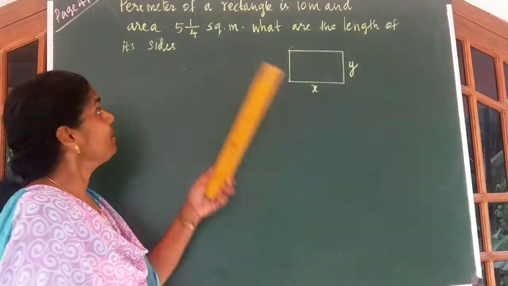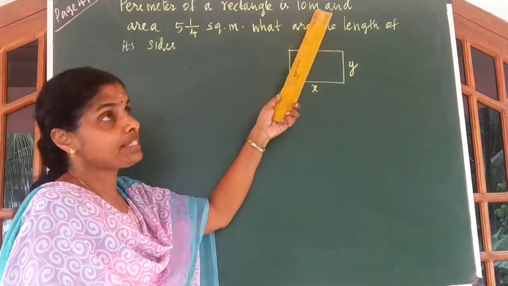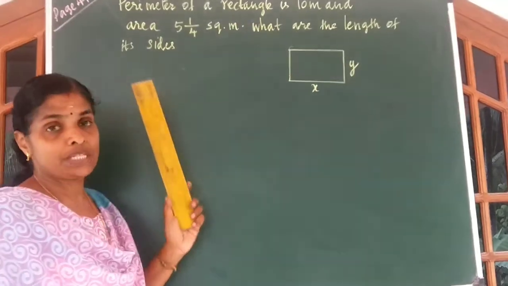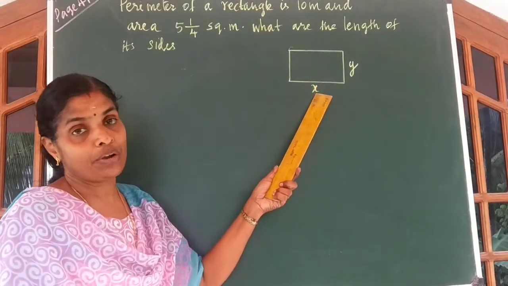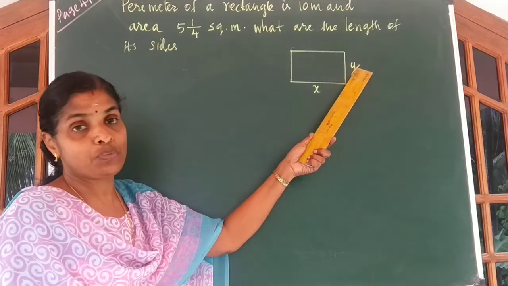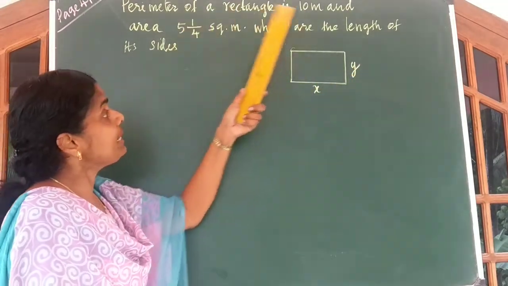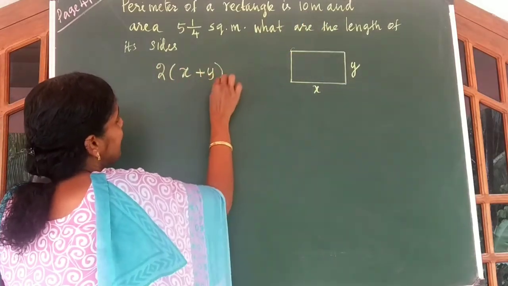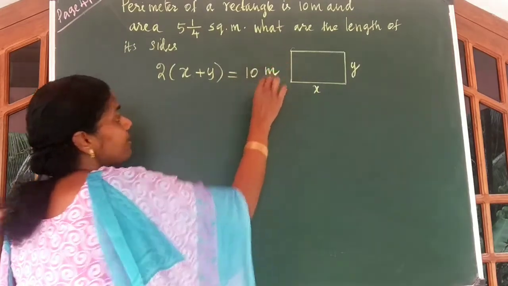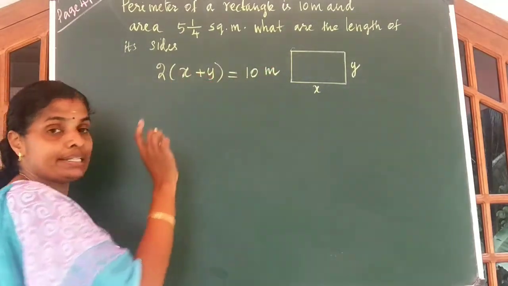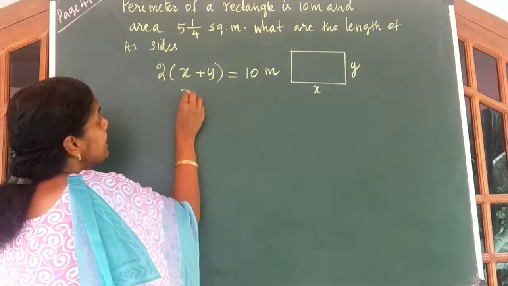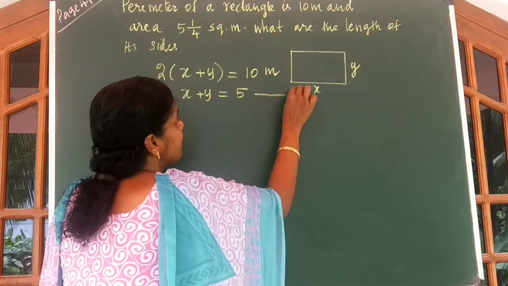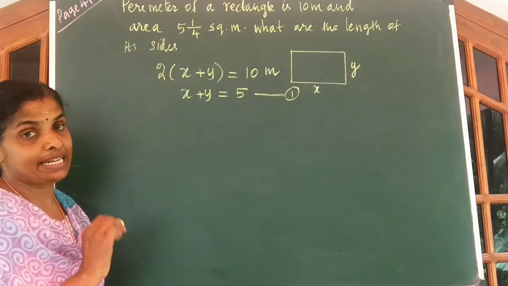Come to the next question. Perimeter of a rectangle is 10 meter and area 5 1 by 4 square meter. What are the length of sides? So I took a rectangle for which length is x and breadth is y. Use the given condition. Perimeter is 10. That is 2 into L plus B is equal to 10 meter. Length is x, breadth is y. From this we get x plus y is equal to 10 by 2, which is equal to 5 meter. I took that as the first equation.